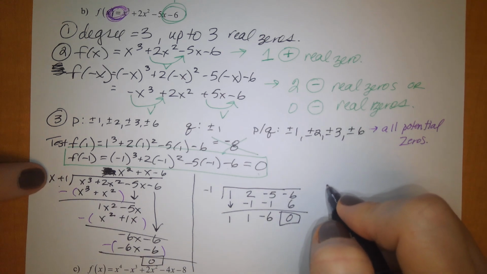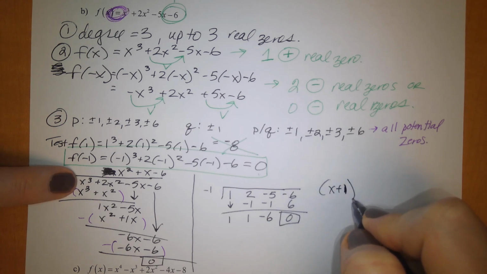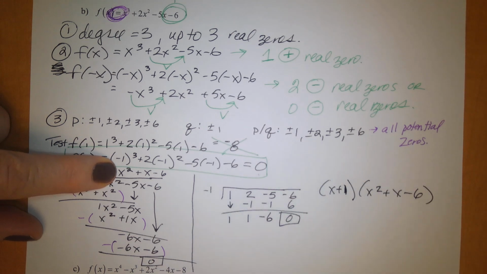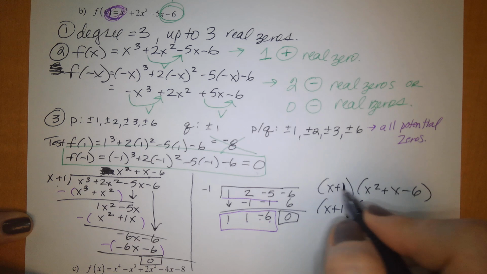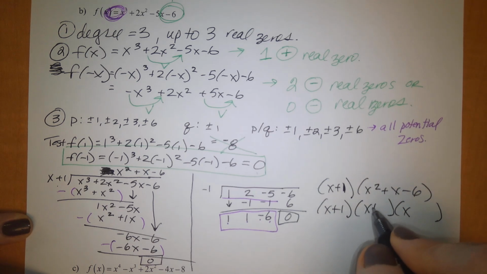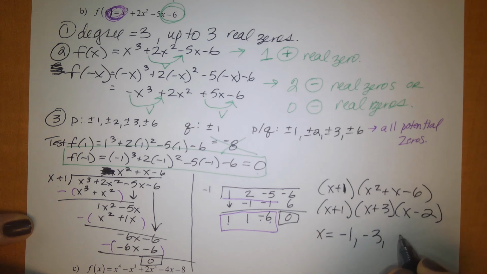So when I divide out the x plus 1 out of this polynomial, I'm left with x squared plus x minus 6, which you can obviously see in here too. X squared plus x minus 6. So then I can just finish factoring myself. Since I found the first factor, I can factor quadratics a lot easier. This is going to factor into x plus 3 and x minus 2, which means my zeros are going to be located at negative 1, negative 3, and 2.